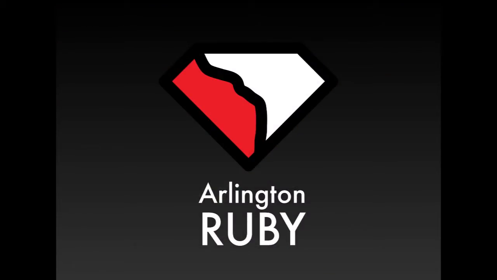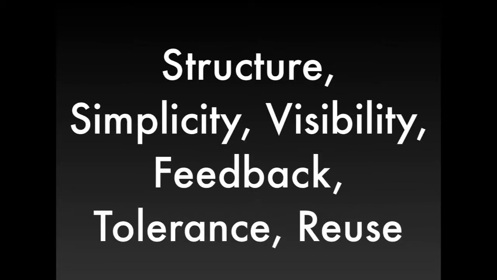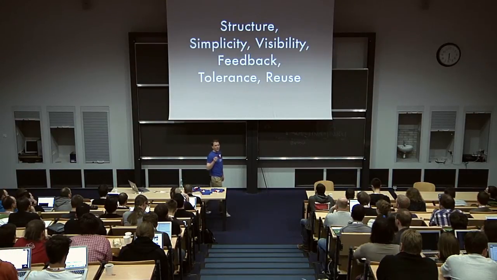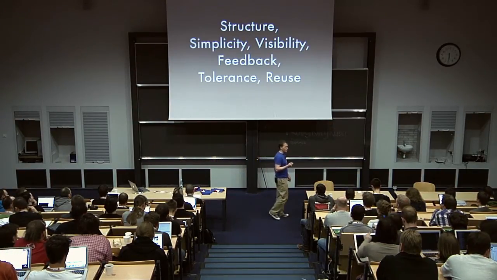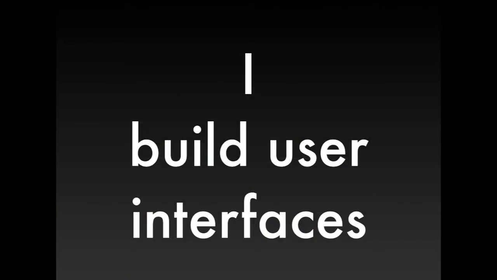What's important to me when I write my Ruby and when I work on my applications is that I build user interfaces. These are the things that I care about when I'm working with a project. These are principles of user interface design, but we also care about these things when we're building our applications. When we're putting together code, we care about these exact same issues with the Ruby that we write. So while I build user interfaces that are used in a browser, I also do it in my code, and you do too. And I think it's really important to look at what you write as a user interface.